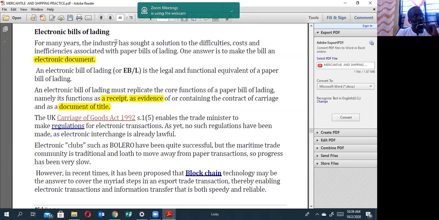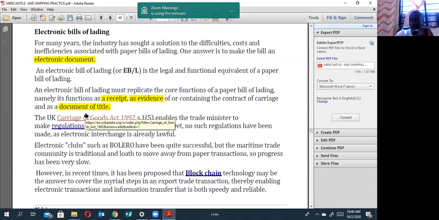So even the electronic systems of clearance of cargo have also been adopted by various port states around the globe. So the electronic bill of lading is not something of yesterday, but it started some time back. It has sought a solution to the difficulties, the cost and the inefficiencies associated with the paper BL.